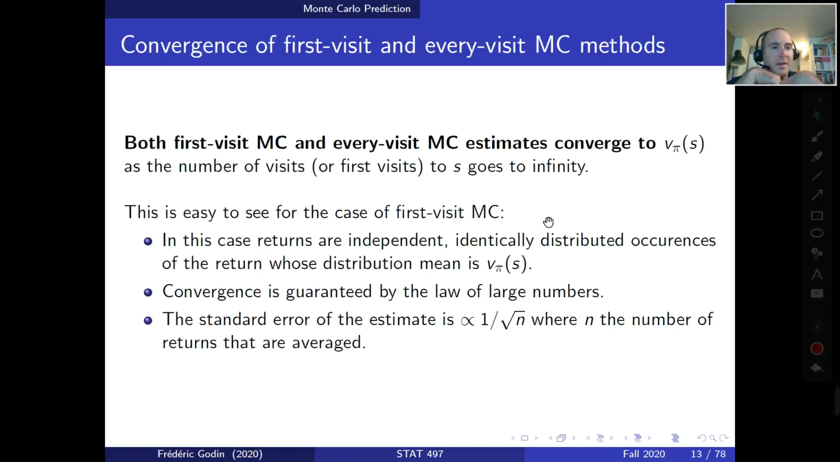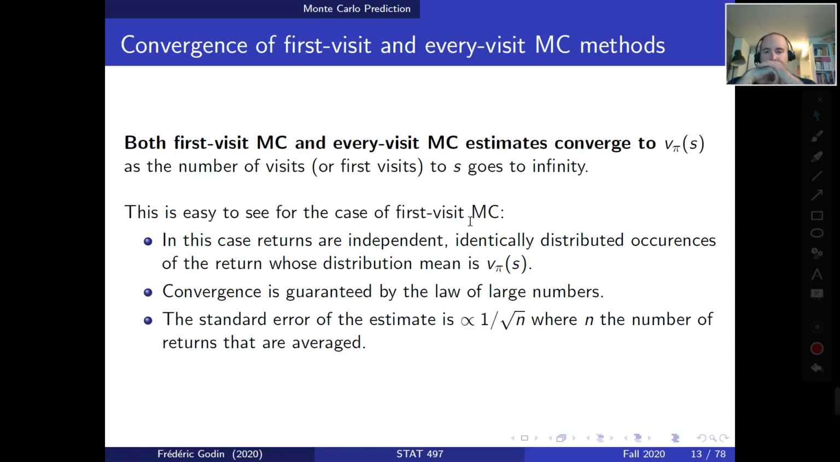So are these approaches sound? So do they give good estimates? A first thing we can say about these is that if there's a large number of paths simulated, then both estimates, the first visit Monte Carlo estimate and the every visit Monte Carlo estimate, they both converge to the true value function. Okay, so as the number of visits or the number of paths goes to infinity, number of visits to state S.